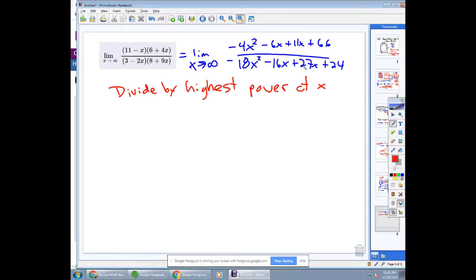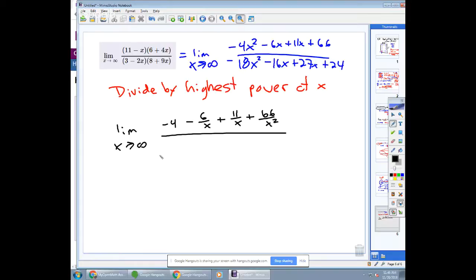So if I do that, let's write limit again, x goes to infinity. Negative 4x squared over x squared, that's just going to be a negative 4. Minus 6x over x squared is going to be a minus 6 over x. Plus 11x over x squared is just going to be 11 over x. And then I'm going to have a plus 66 over x squared. Down below, it's going to be a negative 18. The x squareds cancel. Minus 16 over x, plus 27 over x, plus 24 over x squared.